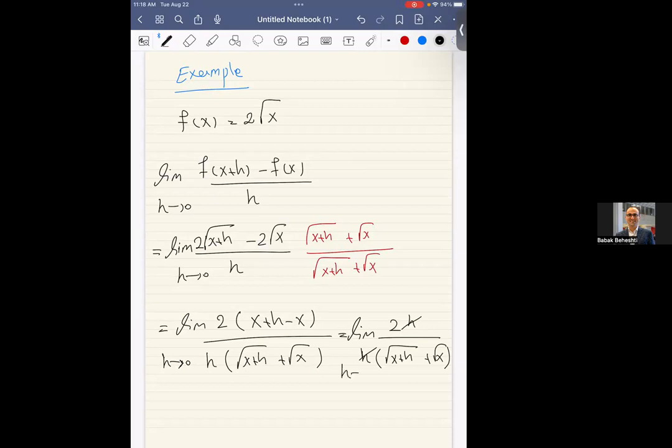Now, when h goes to 0, you see x plus h just becomes x, right? At the denominator. So when h goes to 0, you get 2 over 2 times root x, which is 1 over root x. So the instantaneous rate of change for this function, 2 times root x, is just 1 over root x.